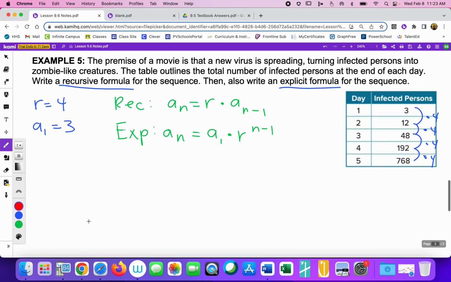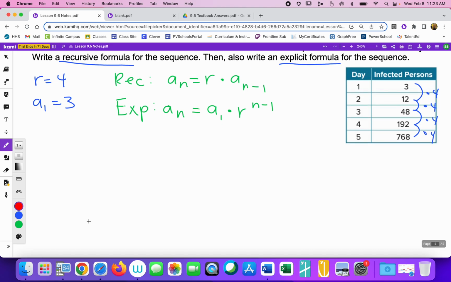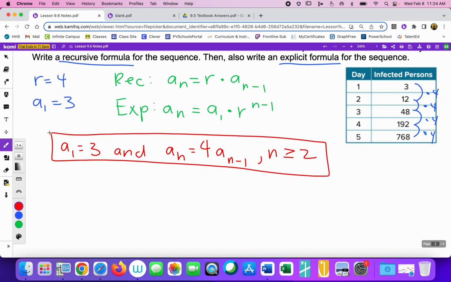So, can anyone tell me the recursive one, which is what our focus was on today? a sub 1 equals 3 and a sub n equals 4 times a sub n minus 1. And then just tack on n has to be greater than or equal to 2. So this is your recursive one. And yes, all that information has to be included. What's the explicit one? a sub n equals 3 times 4 to the power of n minus 1.